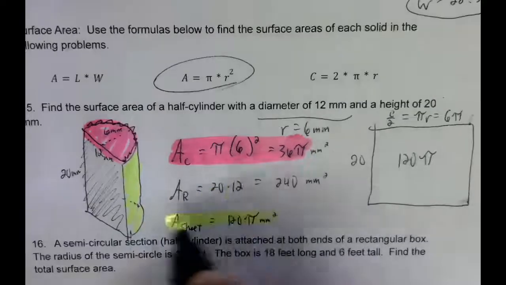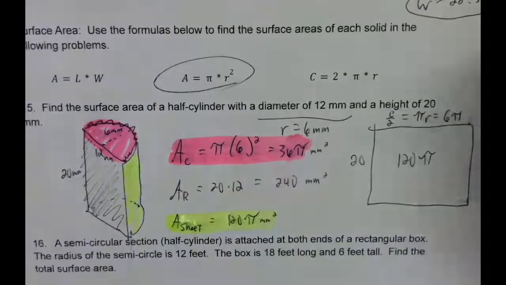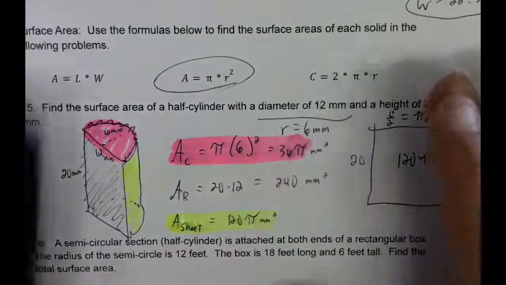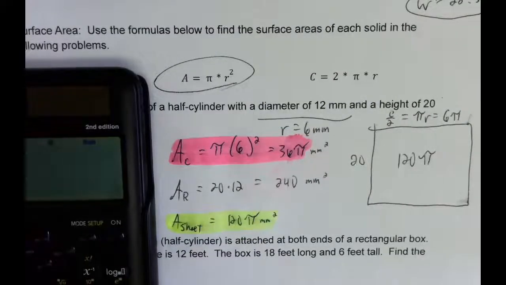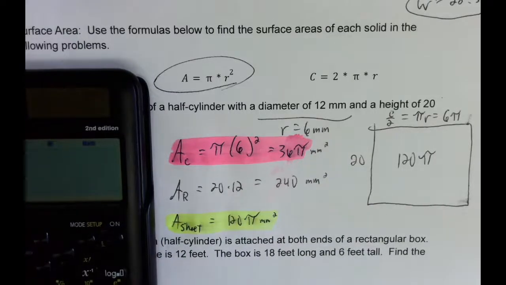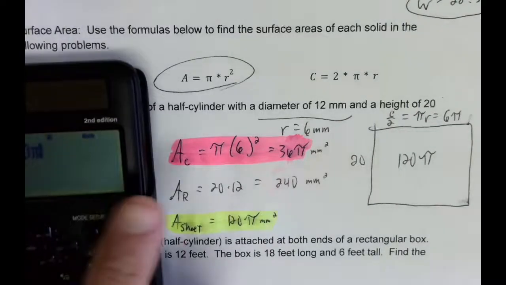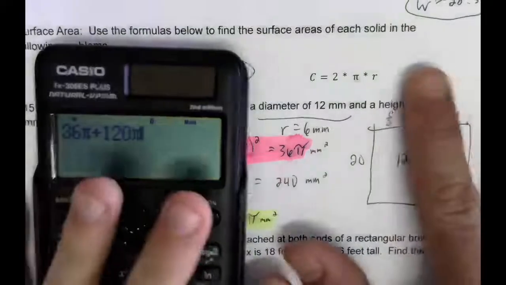Now what could we do to figure out what this decimal is? We're just going to type it in our calculator. We're just going to add these values up. Okay? So let's see. We've got 36 pi plus 120 pi plus 240. The pi terms add up to 156 pi, for anybody who really wanted to know.